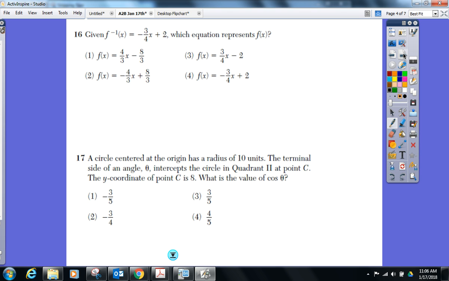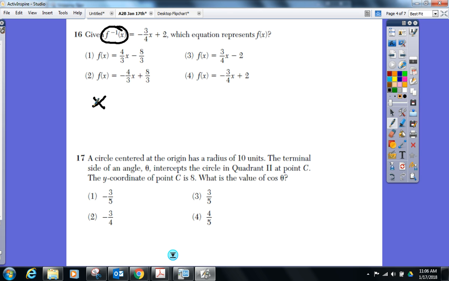Did we learn from the review quiz the other day? This does not mean plug in -1 for x. What's that another name for? Inverse. What are you always thinking about? Inverse. Switch x and y. Let's do it right now.